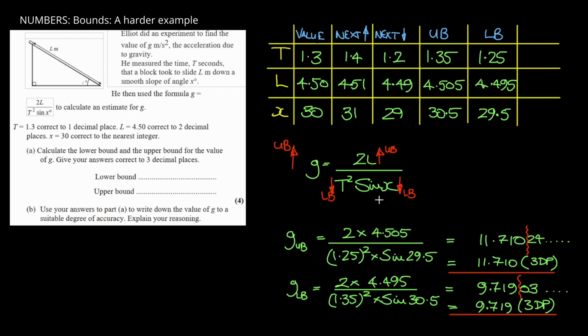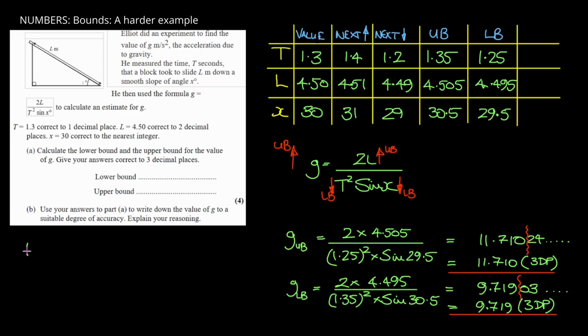I probably should say that we were able to choose the lower bound of x in the denominator here because sine x will go down as x goes down, if you see what I mean. The value of sine of 30.5 degrees is greater than the sine of 29.5 degrees. So we were right to choose the lower bound of x because that would make sine x lower. Therefore, if we wanted the upper bound of g, the result for g would be greater.